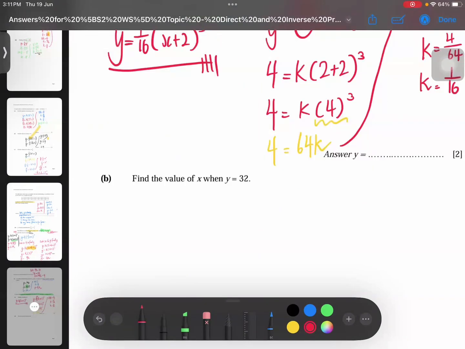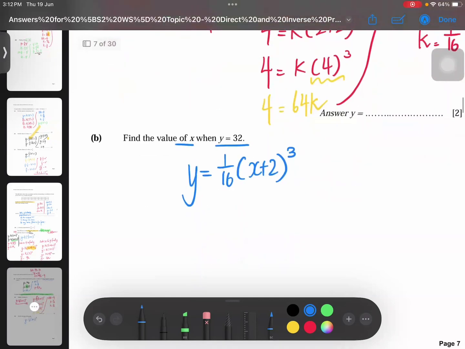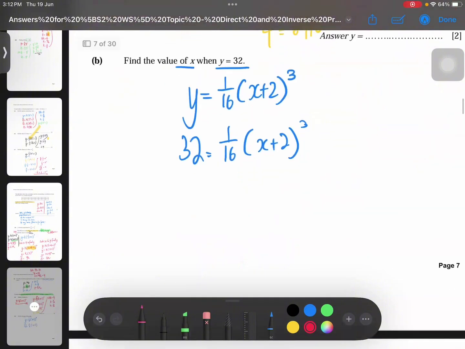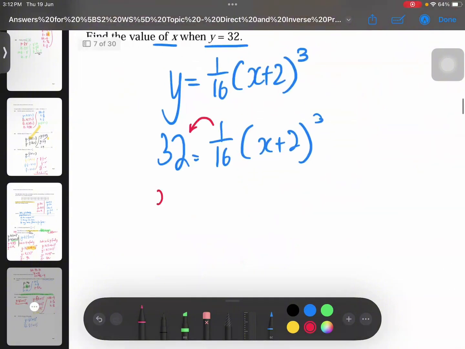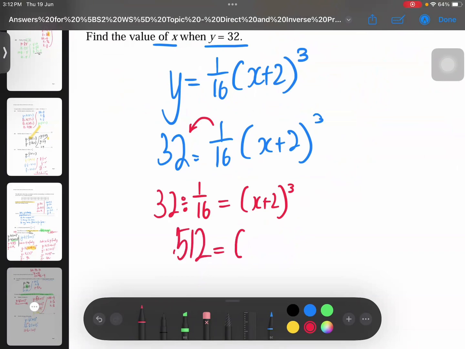Now, in order for us to find b, b says to find the value of x when y is 32. So we are going to write out the equation first, then sub in whatever we know. So we sub in 32. 32 equals 1 over 16 bracket x plus 2 to the power of 3. Are you understanding or not understanding? Okay, then what you're going to do is bring this over. Agree or disagree? 32 divided by 1 over 16 equals x plus 2 to the power of 3. 32 divided by 1 over 16, we get an answer of 512. Correct or not? x plus 2 to the power of 3. Make sense or don't make sense?